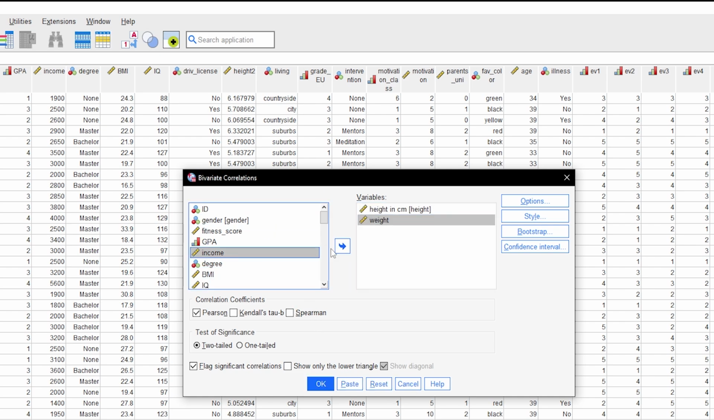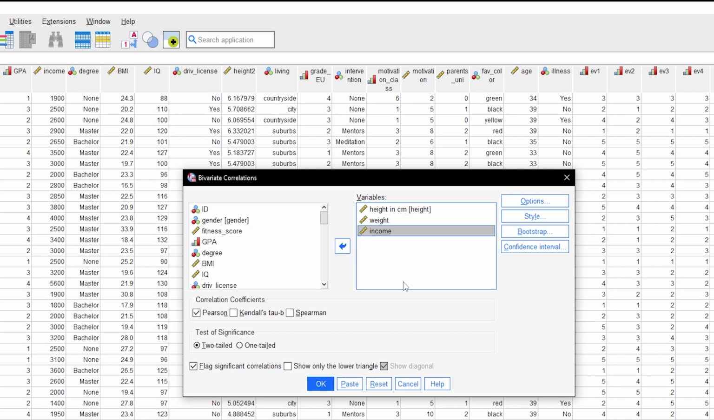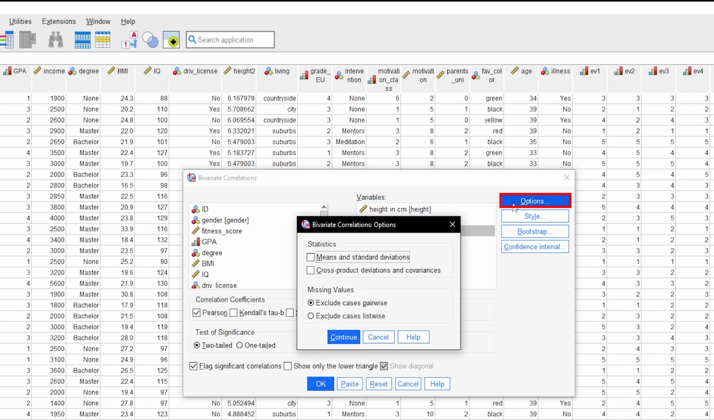Despite them being above the ordinal scale, I can still use Spearman correlation. Under the Options button, you can request the covariances if you need them by checking cross product, deviations, and covariances. Side note, means and standard deviations are only available when you request the Pearson correlation.